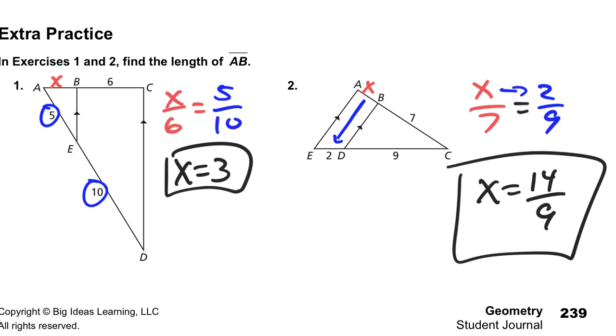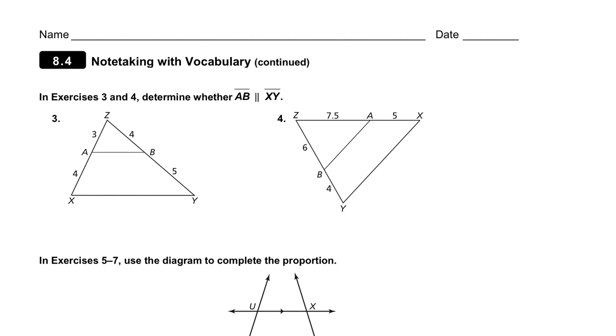All right, let's go to the next page. Now it says determine whether these line segments AB and XY are parallel. So remember, the converse says they will be parallel if the sides that are divided are proportional. So let's look at the two parts here. We want to check if what I have here in blue is parallel to what I have here in red.